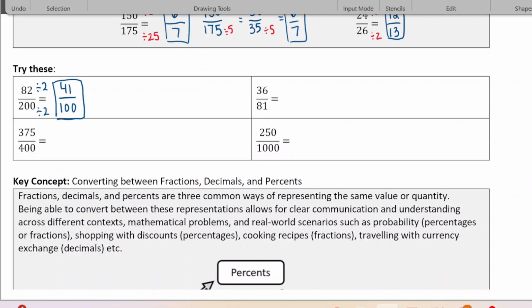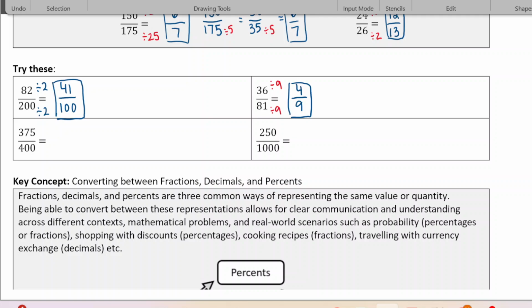Okay, 36 and 81. So a good tip here. They're both not even, so we can't divide by 2. If two-digit numbers, if their digits add to 9, you can divide by 9. So 36 divides by 9 evenly, and same with 81. So let's do that and see where we get. So 36 divided by 9 is 4. 81 divided by 9 is 9. And 4 over 9, neither of those numbers can be reduced any further.